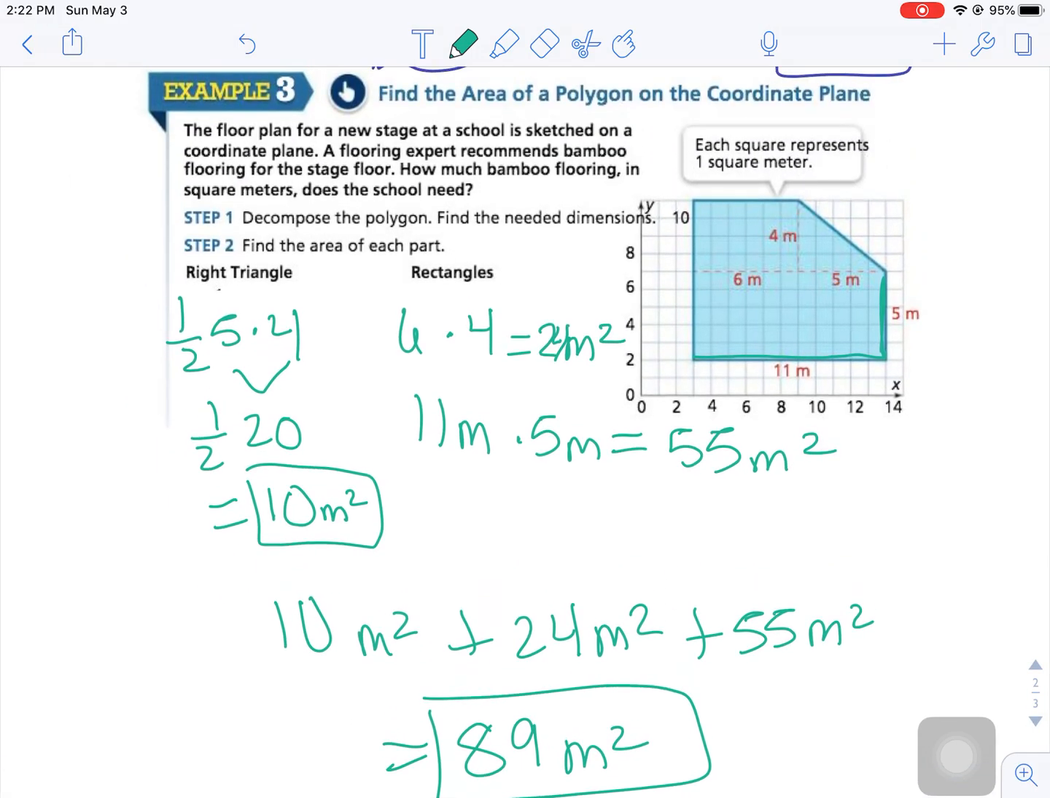So that is it for today's lesson. So just remember, when you are given a polygon, make sure that you're decomposing it or breaking it down into different shapes that you know how to calculate the area of, like triangles or rectangles or squares, and then combine them all together to find the total area.